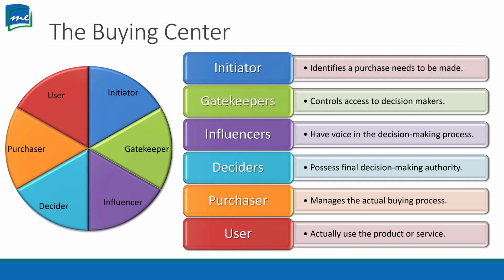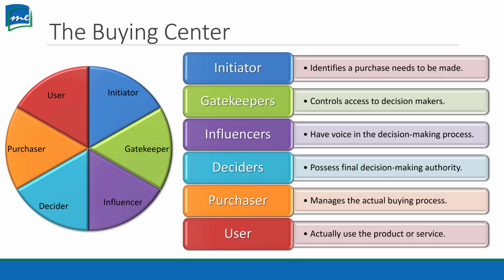So the buying center, we have a lot of different roles here. We have an initiator, gatekeepers, influencers, deciders, purchasers, and users. The initiator is the one who starts this whole process off by saying, yes, this is what we need. They identify the purchase need to be made.